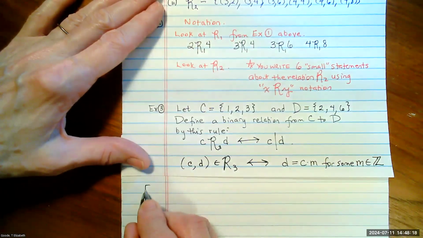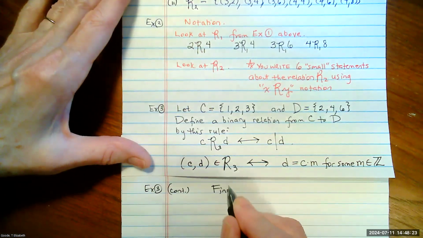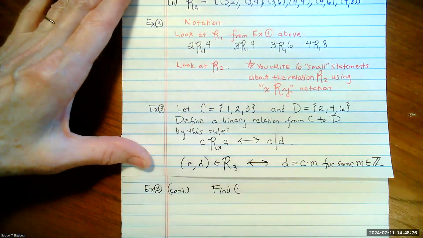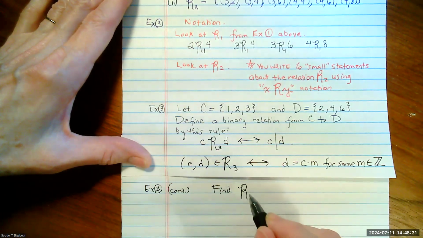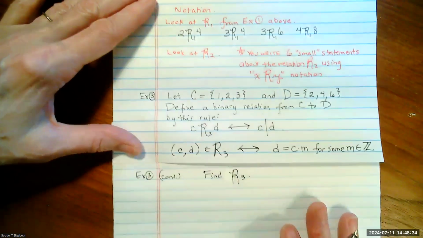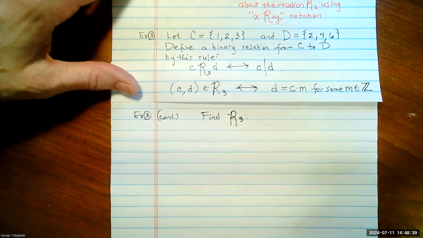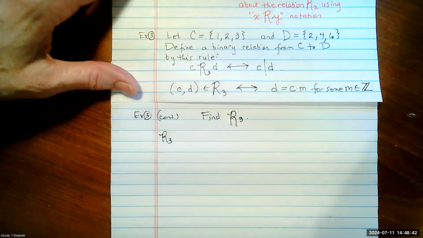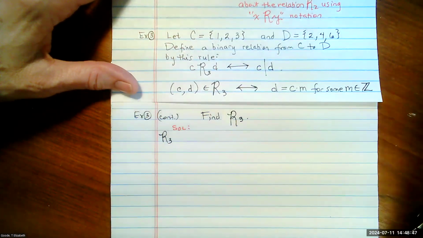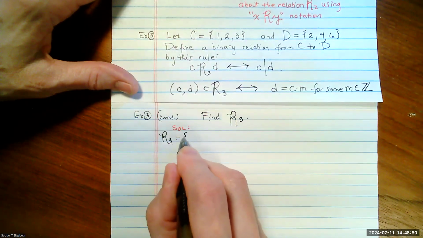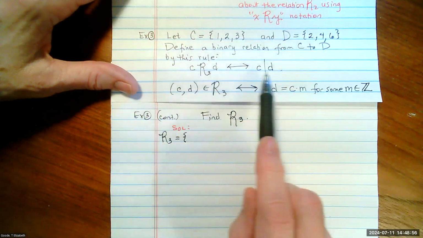Okay. So example 3 continued. Here's our work. Find R3, we know what C is. Let's find that binary relation. We're going to write it as a set. So R3, here's our solution. R3 is a set. So we always put these elements into set brackets because these are subsets. This is a subset of C cross D, defined by this rule.